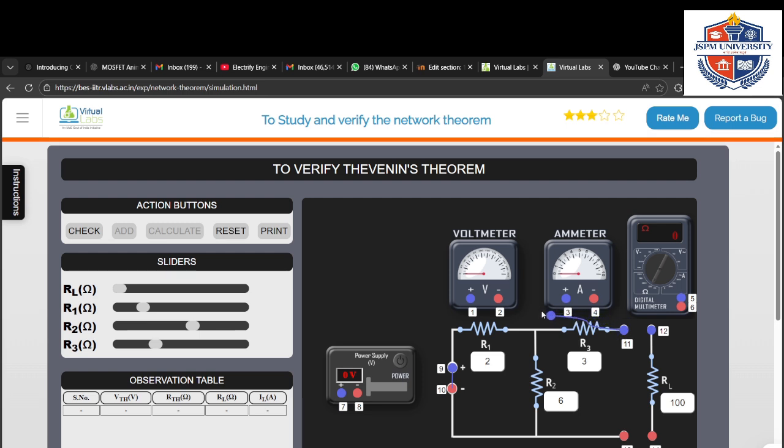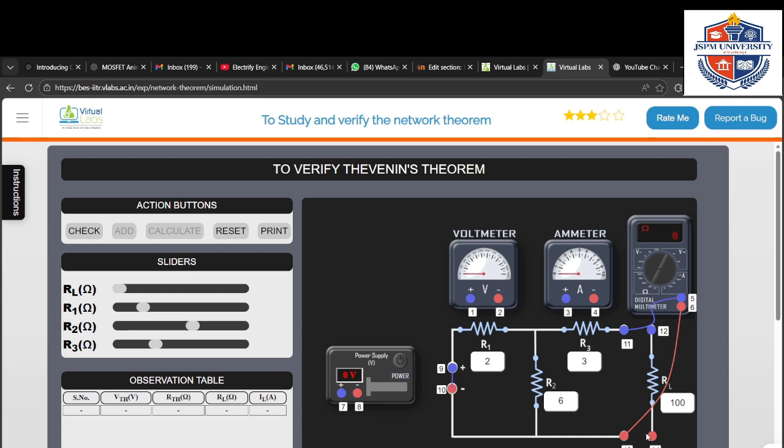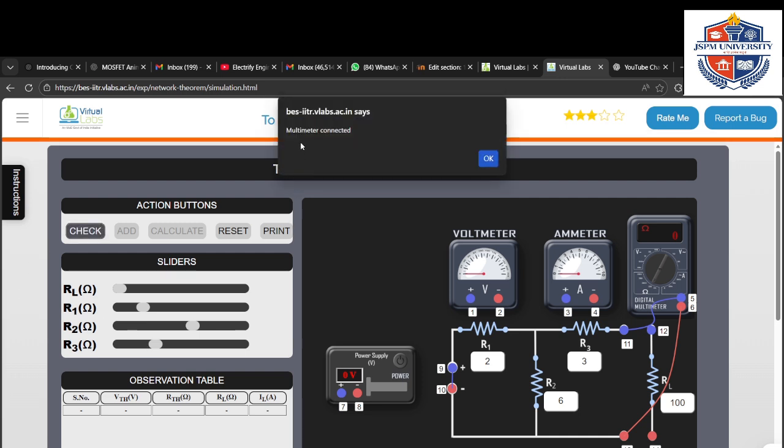Then we are connecting across the open terminal, right? This is the load resistance, which we have already opened. Now this terminal we are going to connect across the multimeter, so that we can measure how much resistance it is. Once the connection is over, there is the usual procedure, we have to check the connection. It shows that the multimeter is connected, that means the circuit is fine. So now we have to press OK.